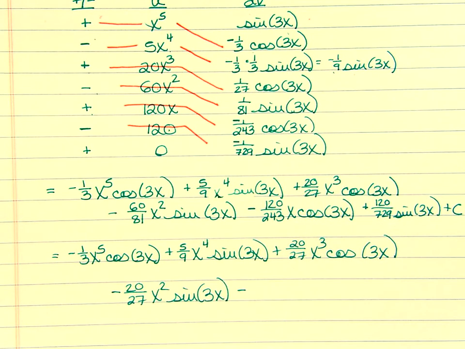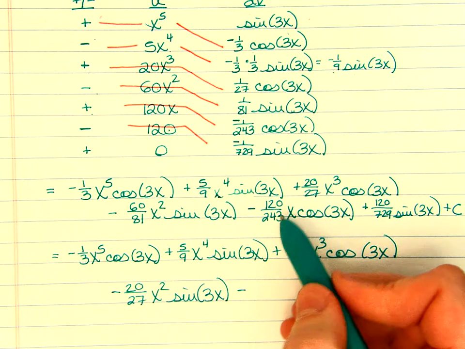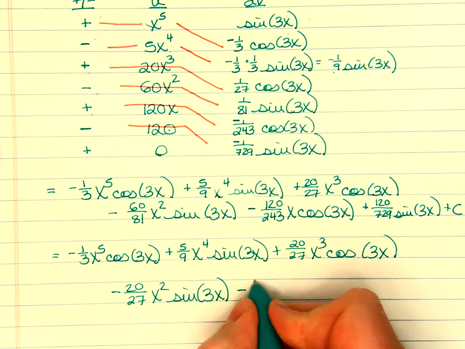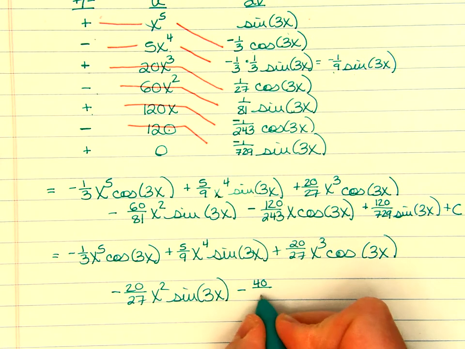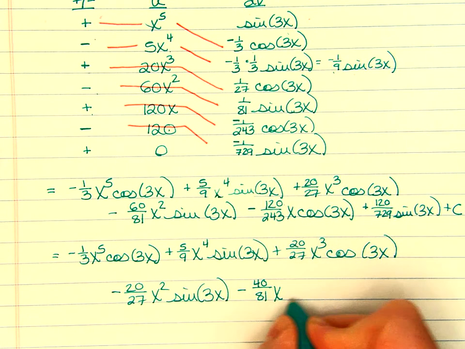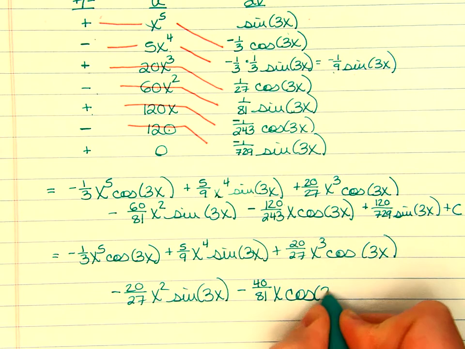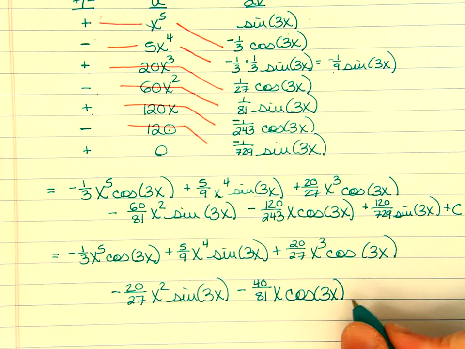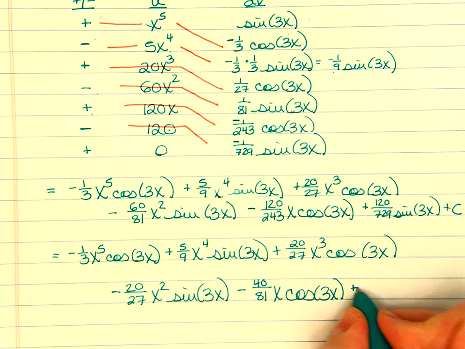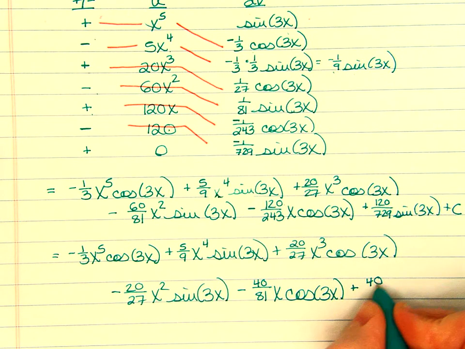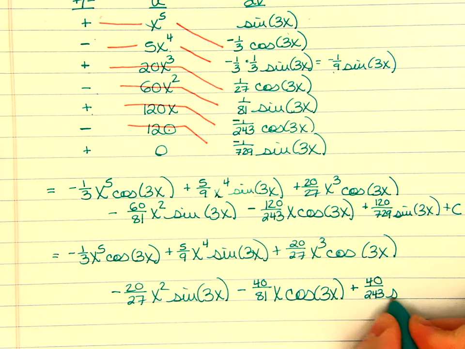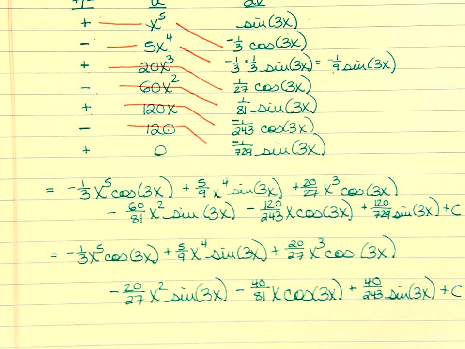Minus, well, I can divide again by 3. 120 divided by 3 is 40, and 243 divided by 3 is 81. And looks like I can divide by 3 one more time over here. 120 divided by 3 is 40. 729 divided by 3 is 243. And you're going to get that.